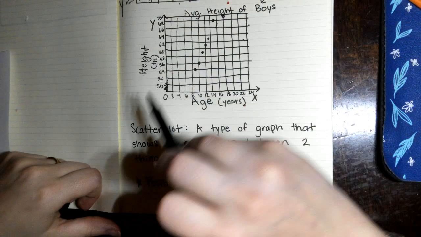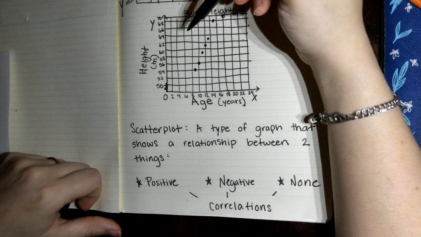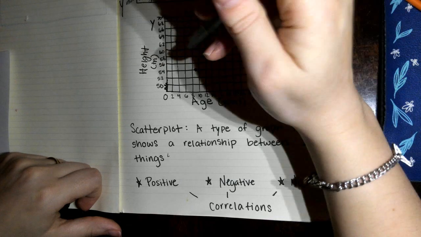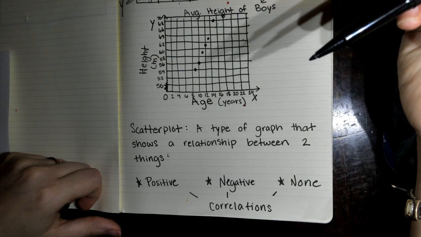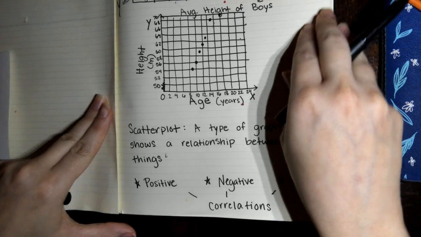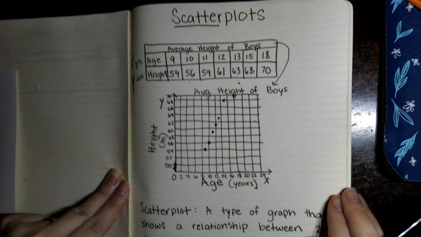But for the most part, we're going to have positive correlations going up, negative correlations going down, and no correlations, meaning the data is just all over the place. It's not correlated. There's no relationship there. All right, that's going to wrap it up for scatter plots.